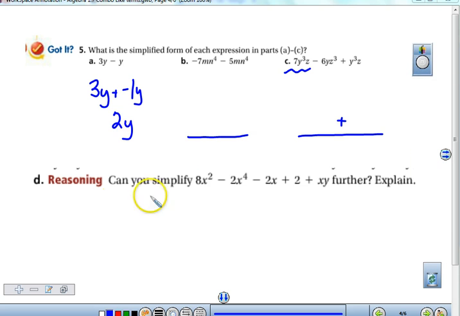This next one is asking you, can you simplify this one any farther than what it is? You have 8x squared, negative 2x to the fourth, negative 2x, plus 2, plus xy. Are any of these like terms? So think about that. We're going to talk about that just a little in class.